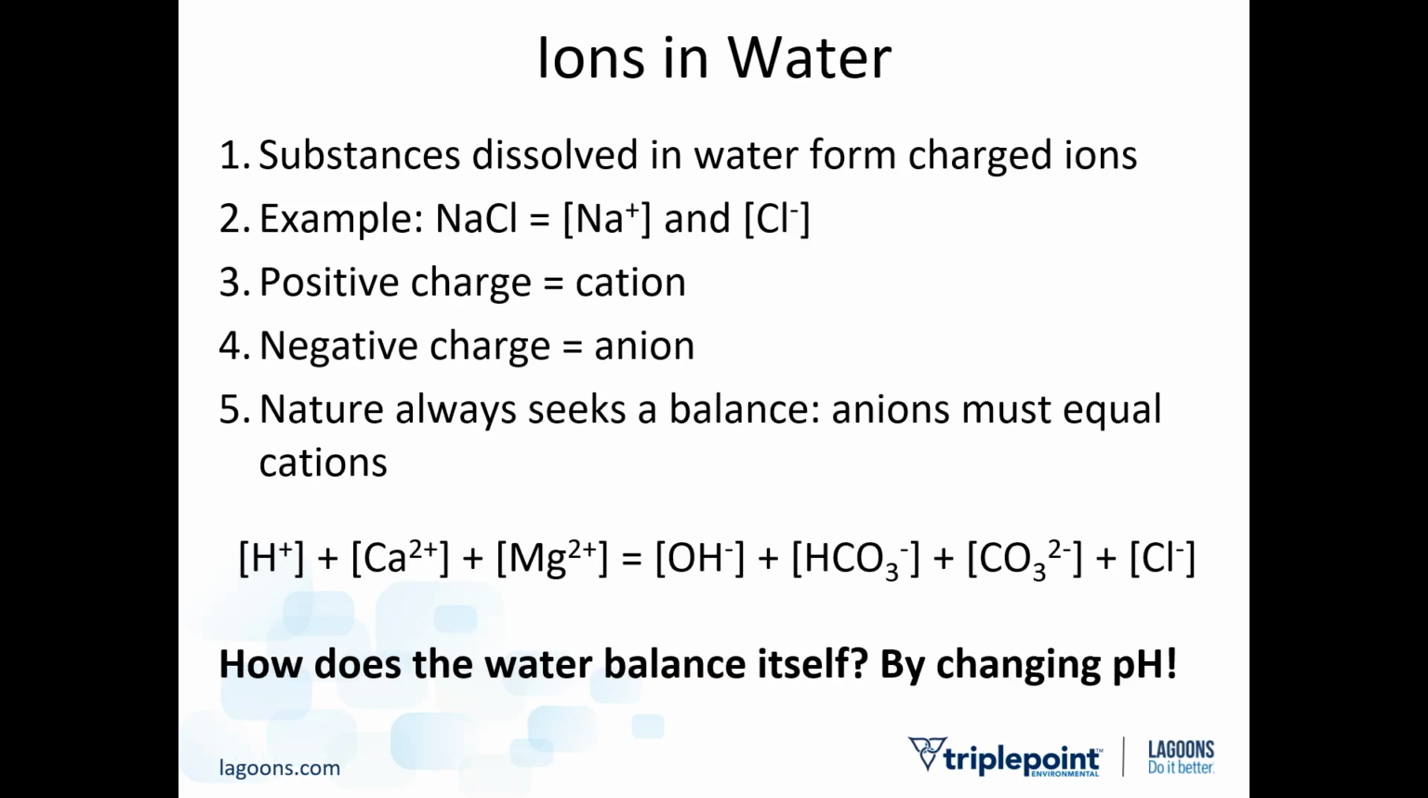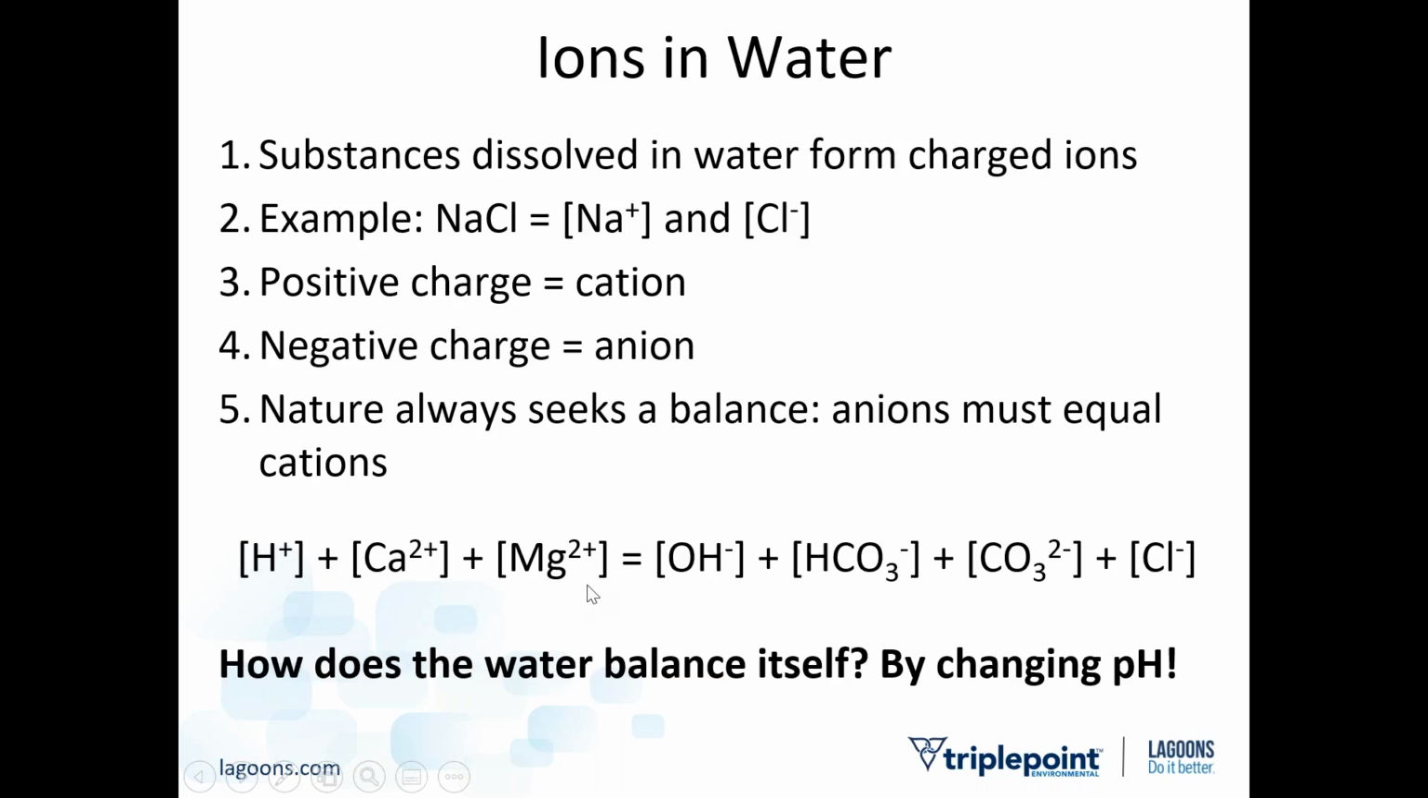And another natural law is that nature always seeks a balance. Water wants to be electrically neutral. If it's not electrically neutral, you've got a battery or an electric current going on, but we don't have that in a lagoon. So the water has to balance itself. It wants the anions to be equal to the cations. So what you end up with, if you were looking at the total sum of the water, is this big equation of all of the chemicals that are in the water. You have all the positive ions on one side.